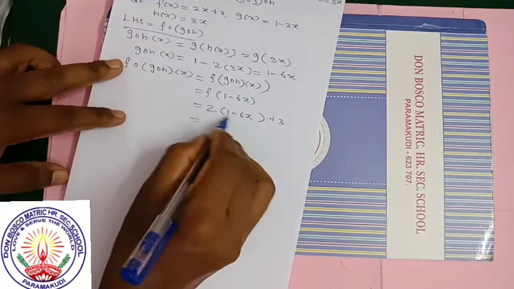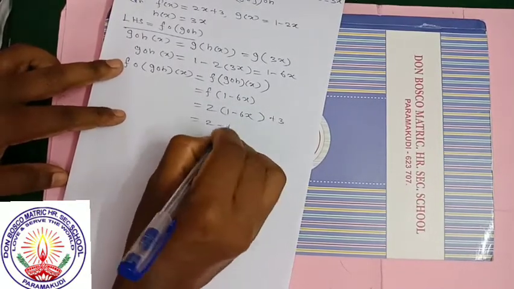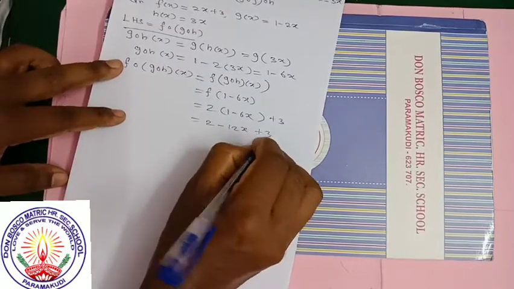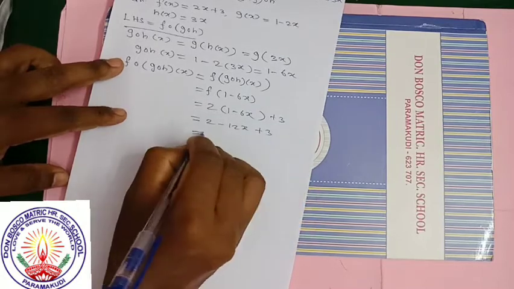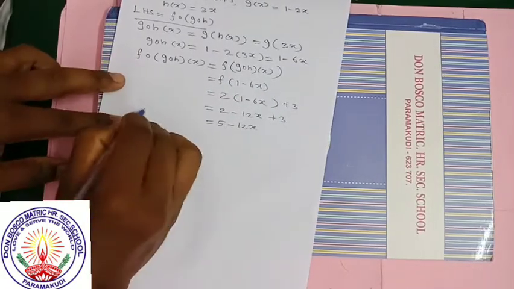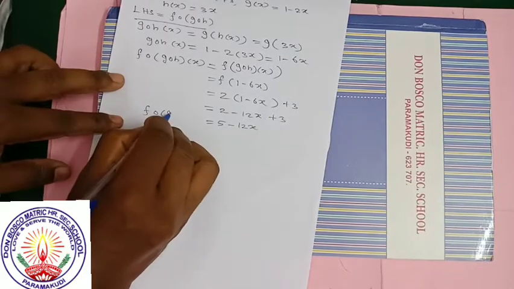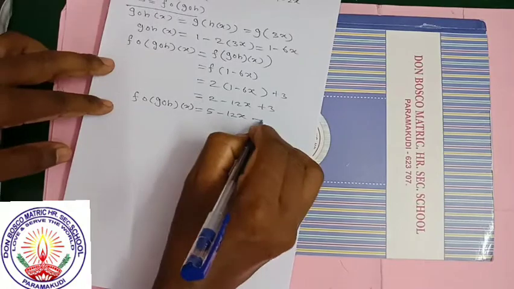Now 2 into 2 terms are there. Multiply 2 inside. 2 into 1 is 2, minus 2 into 6 is 12x, plus 3. These two numbers are same terms. So 2 plus 3 is equal to 5 minus 12x. What is this? f composition g composition h of x. It is equation number 1.